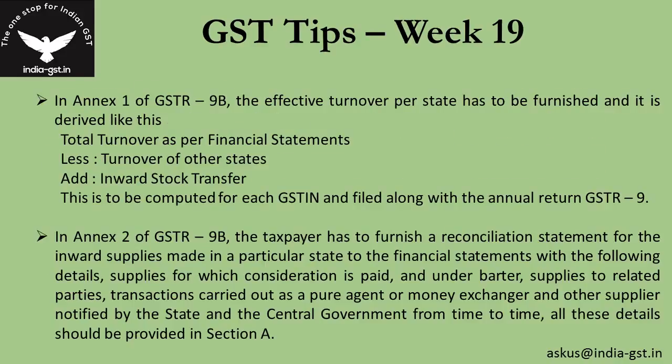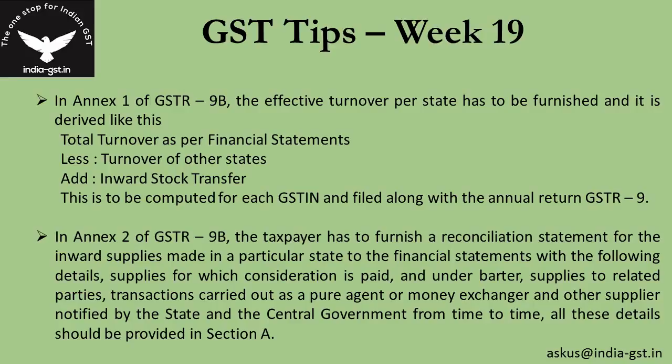In Annexure 1 of GSTR-9B, the effective turnover per state has to be furnished, and it is derived like this: total turnover as per financial statements, less turnover of other states, add inward stock transfer. This is to be computed for each GSTIN and filed along with the annual return GSTR-9.